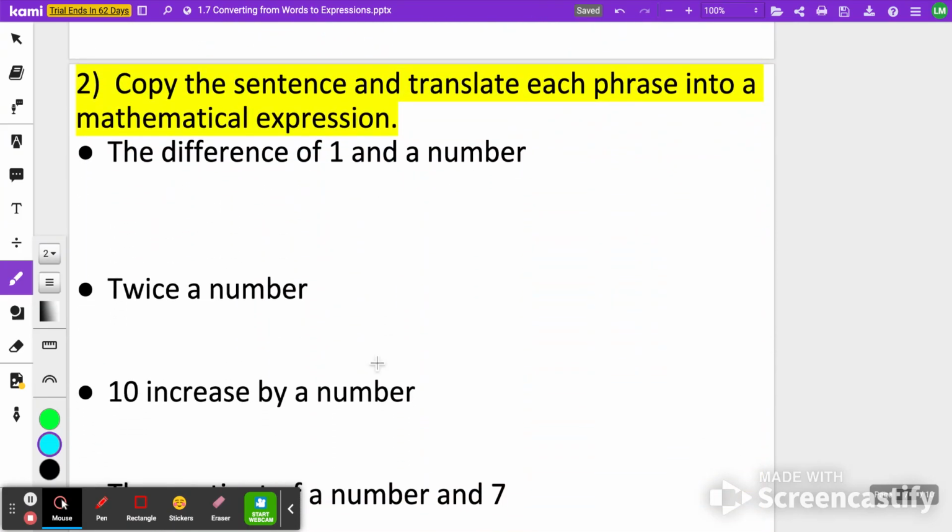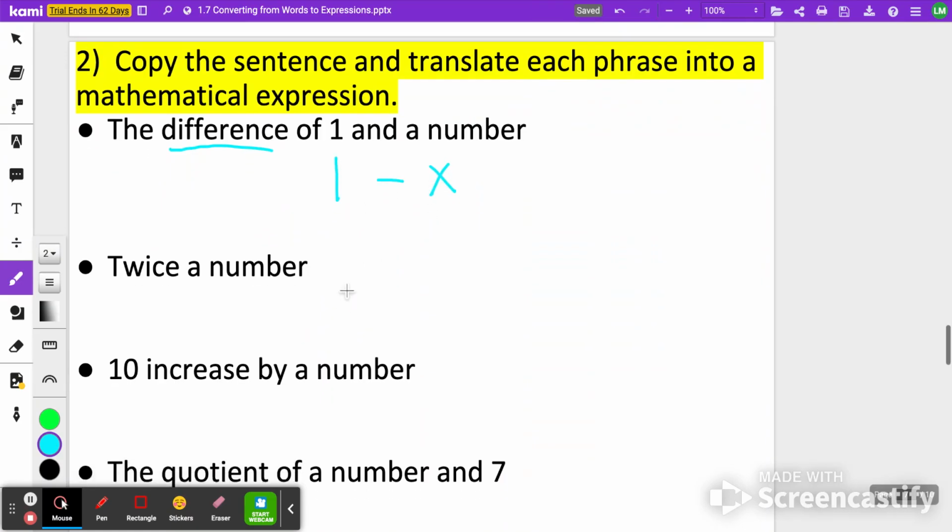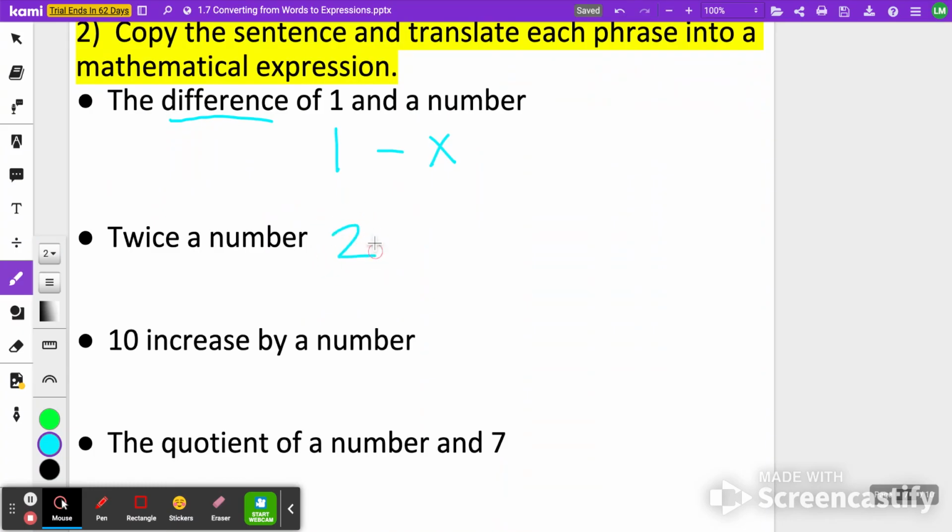Second set of examples, copying the sentence to translate each phrase into a mathematical expression. The difference of 1 and a number. So in this case, because it says the difference of 1 and a number, that just means 1 minus x. There's no flip-flopping around that order. Twice a number just means 2 times a number, so we can say 2x. And then 10 increased by a number, you can have 10 plus x.